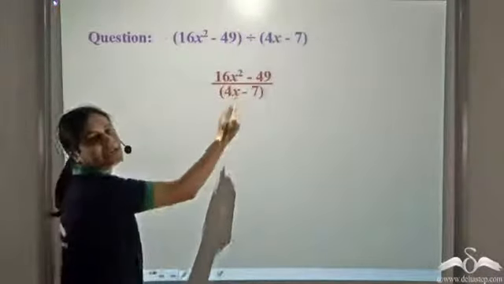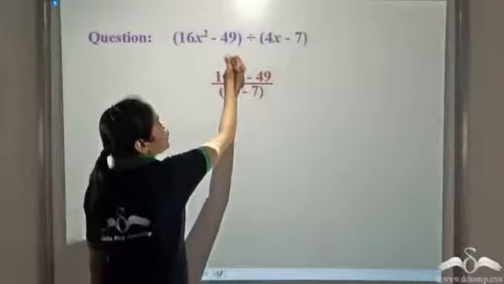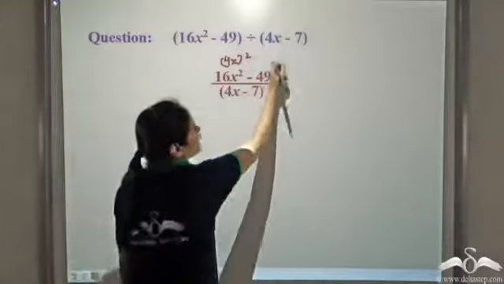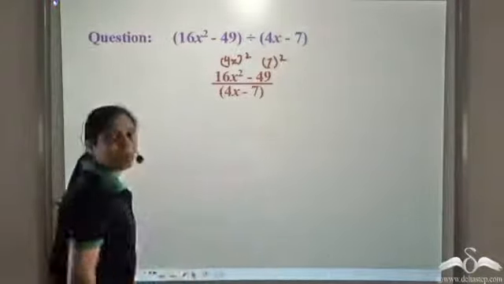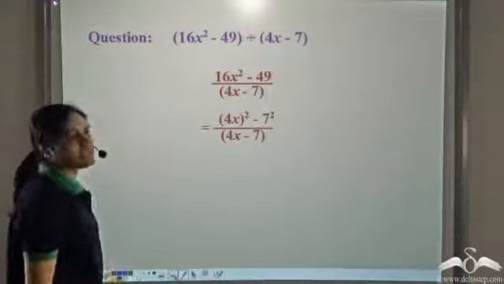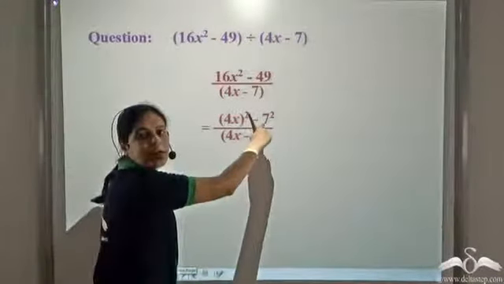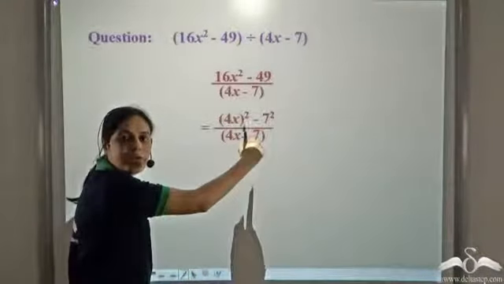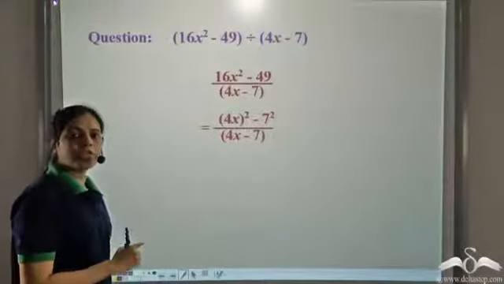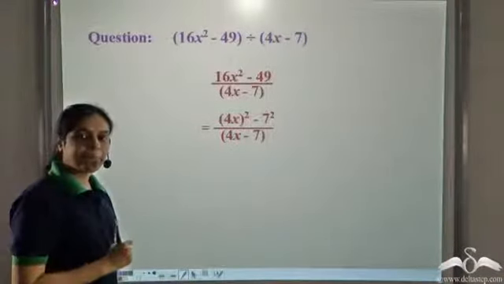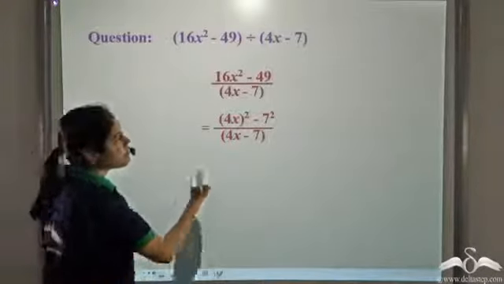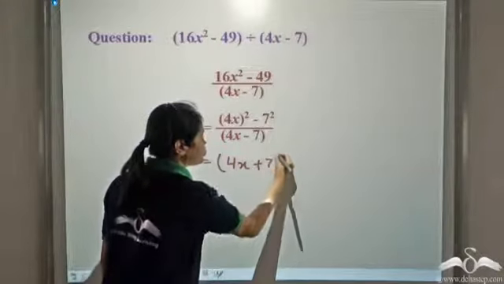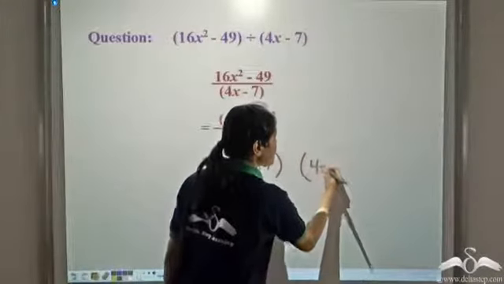Now 16x squared is 4x whole square and 49 is 7 whole square. So we can write the numerator as 4x whole square minus 7 whole square. This is of the form a square minus b square. Now recall the identity for a square minus b square. It is a plus b into a minus b. So we can write it as 4x plus 7 into 4x minus 7.